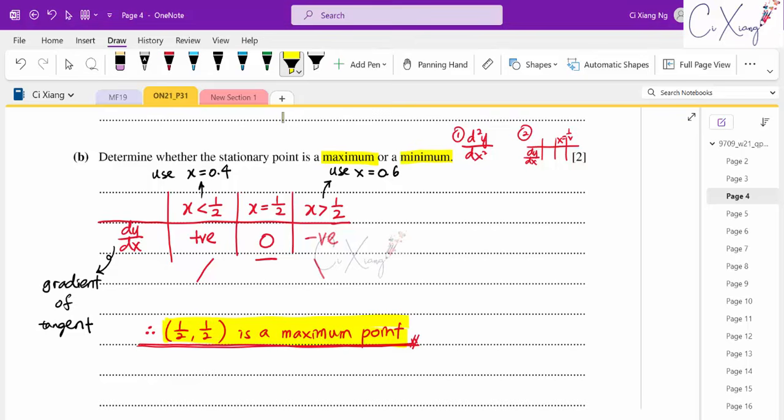All right, if you feel that the second derivative of the dy/dx that you have currently is too hard or too complicated for you to continue, then you can consider this method. So this is how we determine the maximum or minimum point for any stationary value. All right, so this is how we solve question number 3.